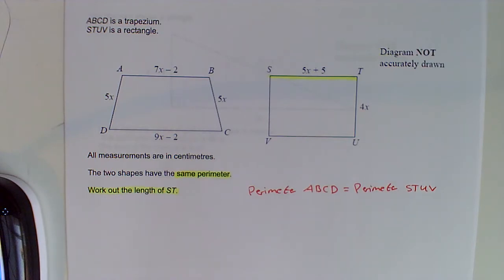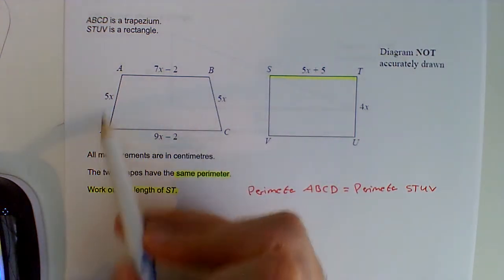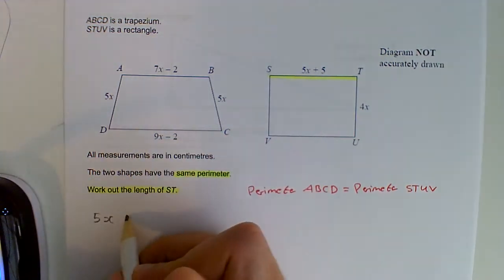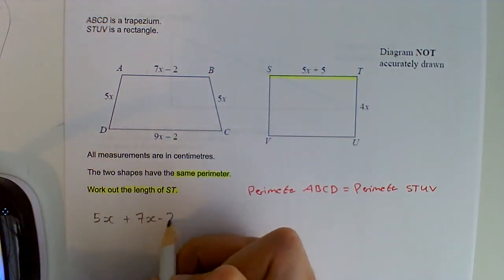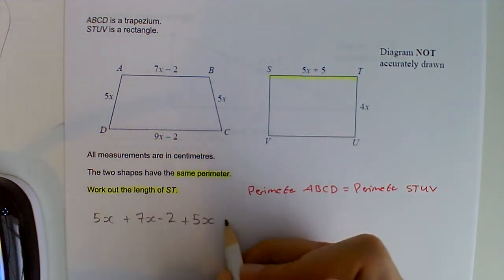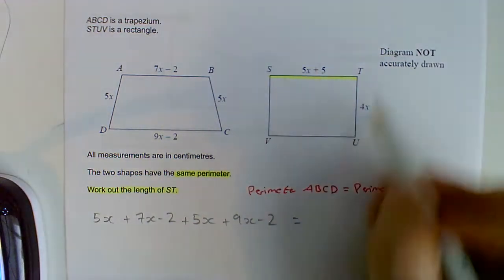Okay, so what you should have done, the perimeter for this one, let's add it all up, okay? So 5x, add the top line, which is 7x minus 2, add the line on the right, which is another 5x, add the line on the bottom, which is 9x minus 2, will equal the perimeter of this one.